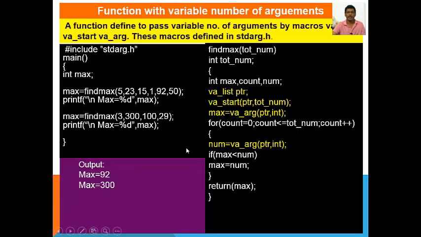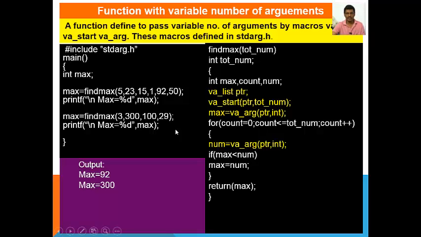Function with variable number of arguments. We can call a function by passing different numbers of arguments. For example, find max is a function. Here we pass 6 values, but when we call find max here, we pass only 4 values. So we can pass a variable number of arguments to the function through 3 macros.